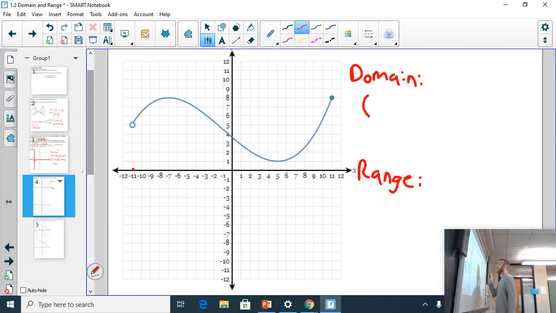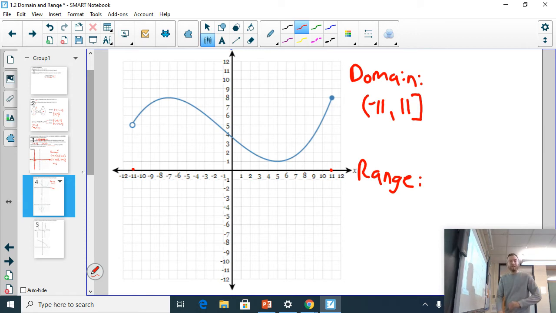And then notice we have an open dot, so we better have a parenthesis to note that we're not including negative 11. And then the farthest to the right we go looks like positive 11, right? But that 11, it has a closed dot, so we're going to include it. And to include it, we need those closed brackets. So that is our domain.